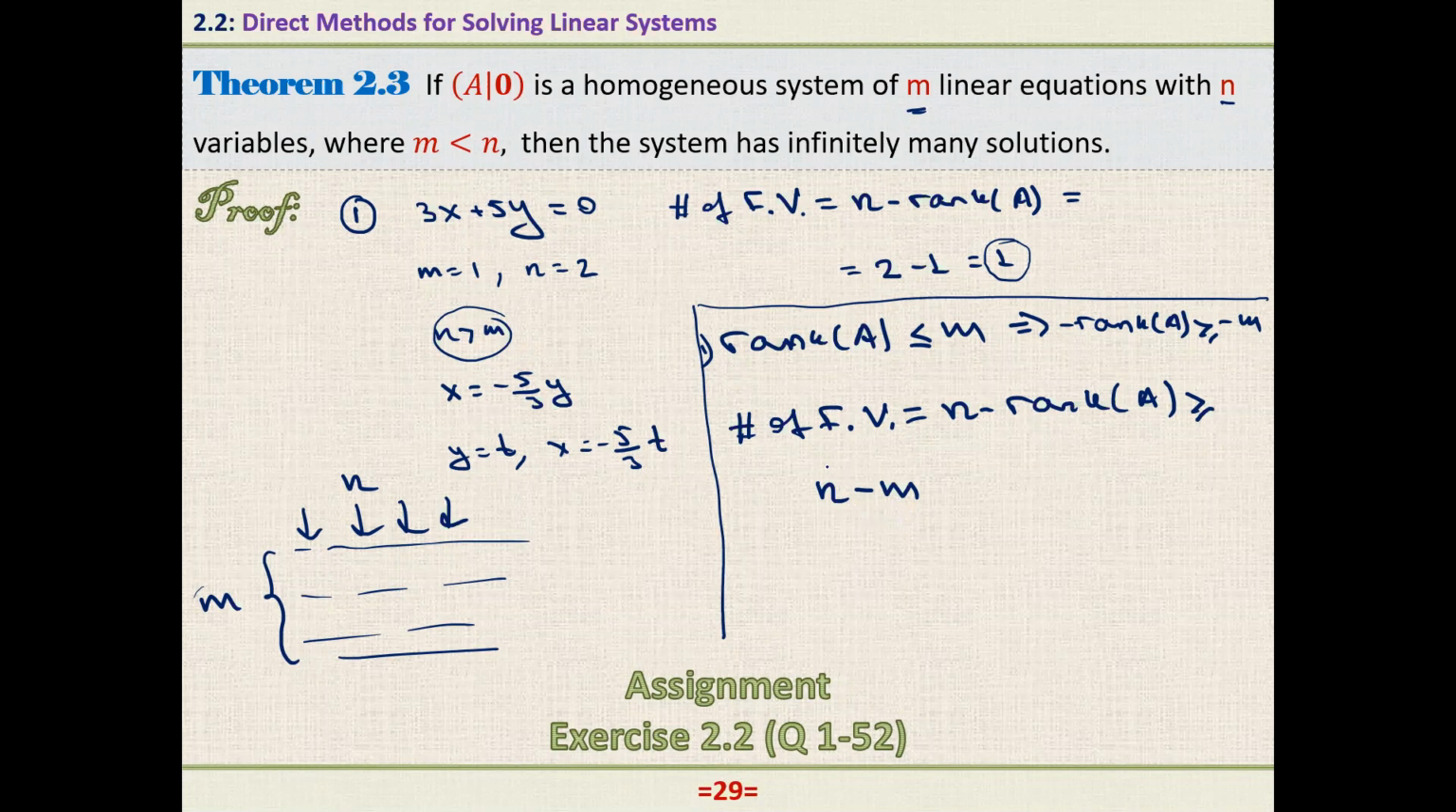And the question is saying that n is greater than m, or m is less than n. What does it mean? It means that n minus m is greater than 0. So this n minus m is the number of free variables, which means we have at least one free variable. That means it has infinitely many solutions, because a free variable can assume any value. Okay, so that is the proof of the theorem.